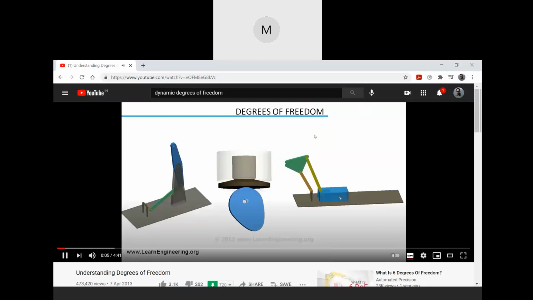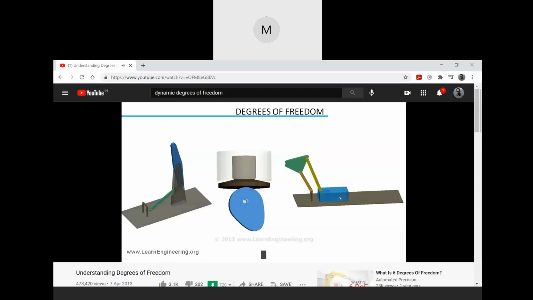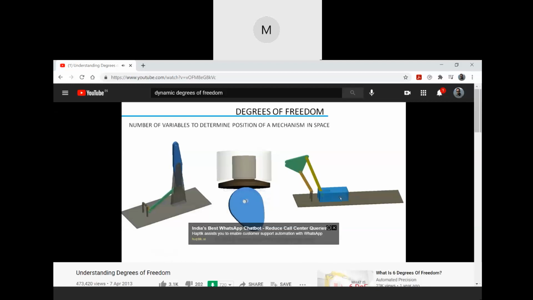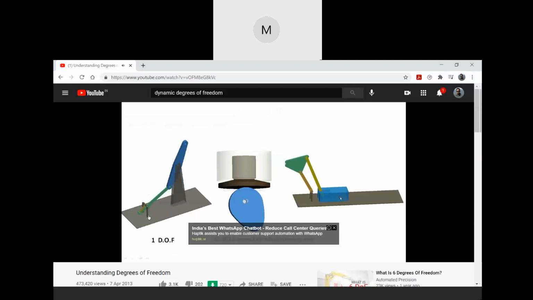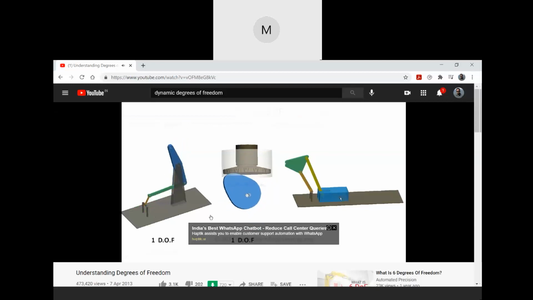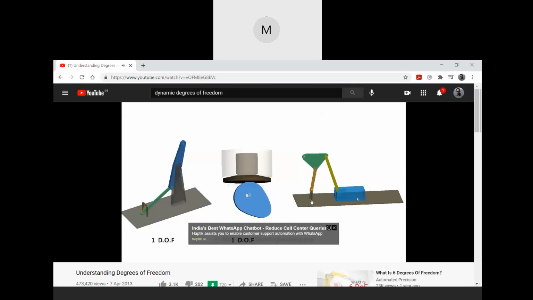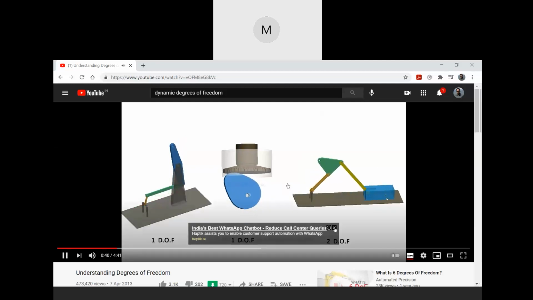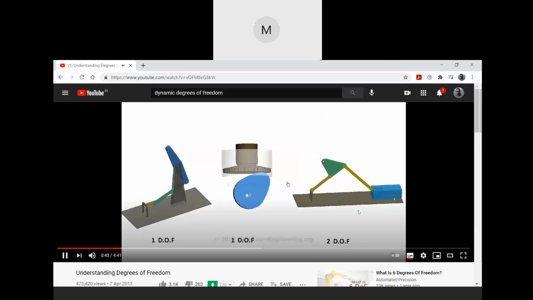In kinematics, degrees of freedom means how many variables are required to determine the position of a mechanism in space. The position of this 4-bar mechanism could be determined just by knowing the angle or position of one of the members. So degree of freedom is 1. Similarly, the degree of freedom of this cam and follower mechanism is also 1. But to determine the position of the slider crank mechanism, we should know the angle or displacement of at least 2 members. So here degrees of freedom is 2. In this video we will learn how to predict the degrees of freedom of a mechanism.